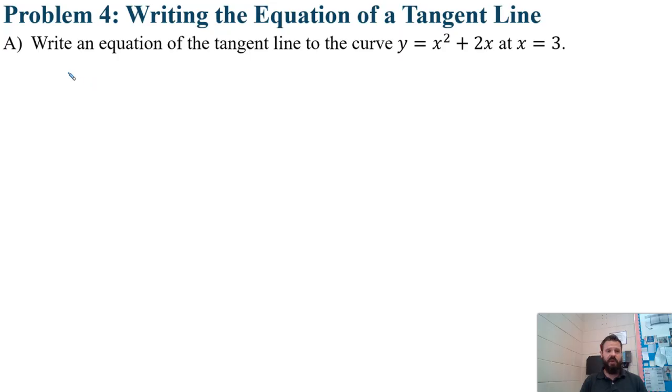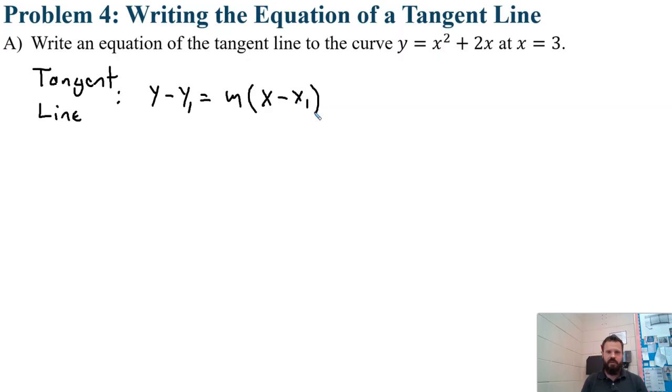Okay, so problem 4, part A, write an equation of a tangent line to the curve y equals x squared plus 2x at x equals 3. Okay, so we want a tangent line which will take on the form y minus y1 is equal to m times x minus x1. All right, our point slope form equation of a line.